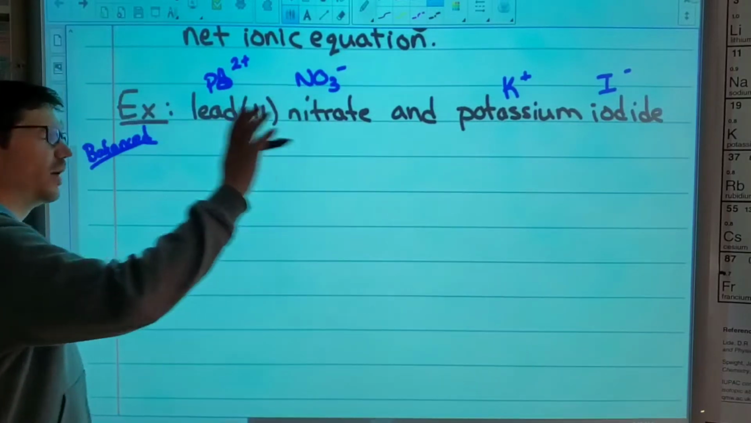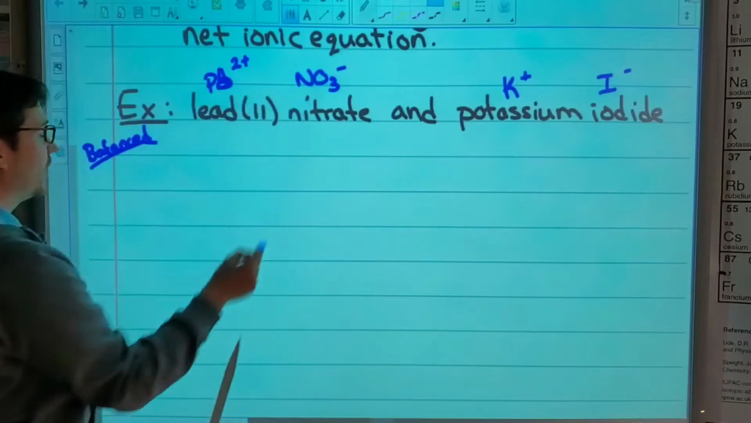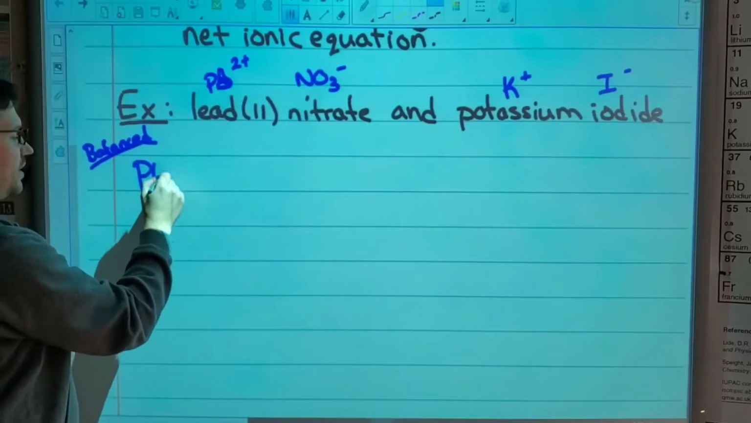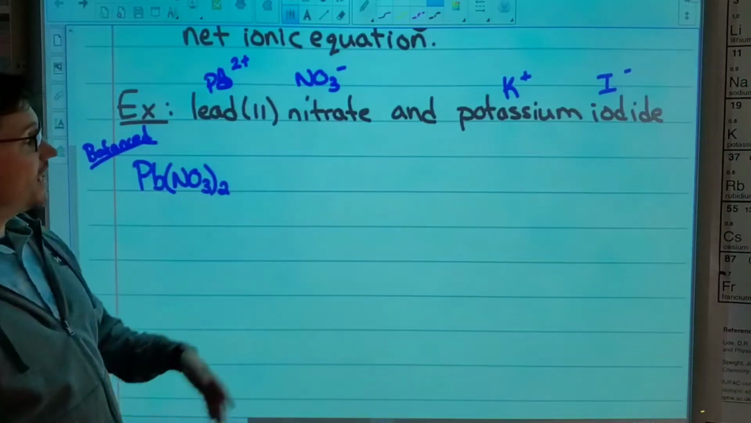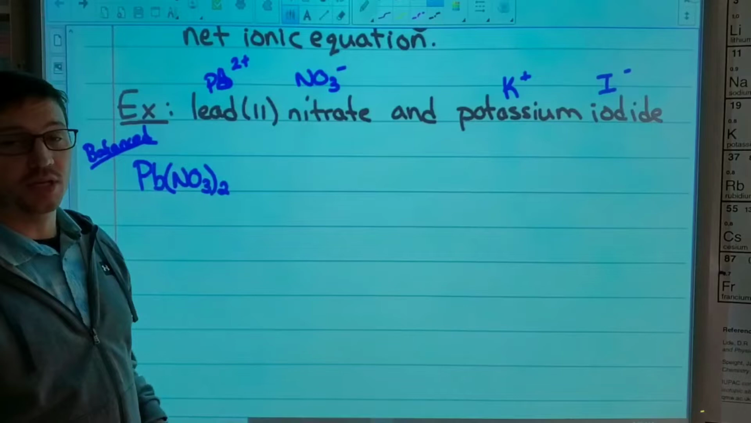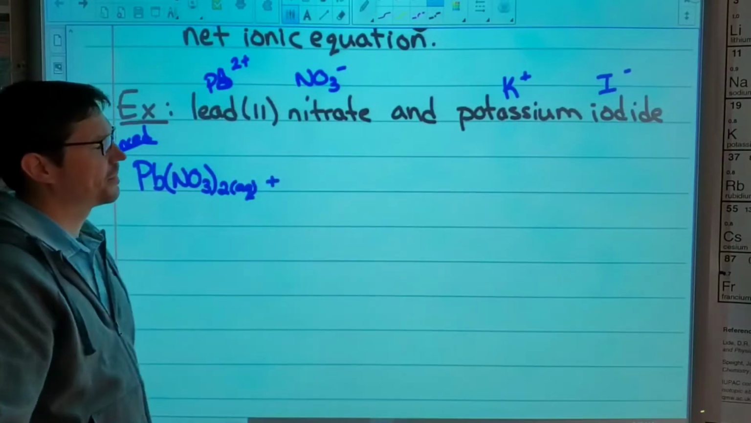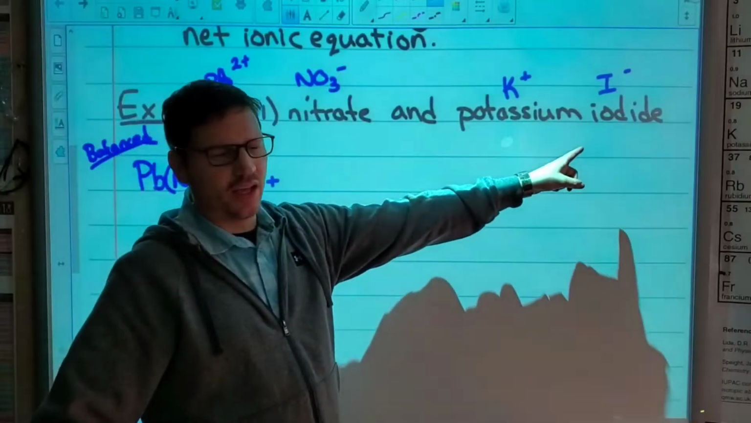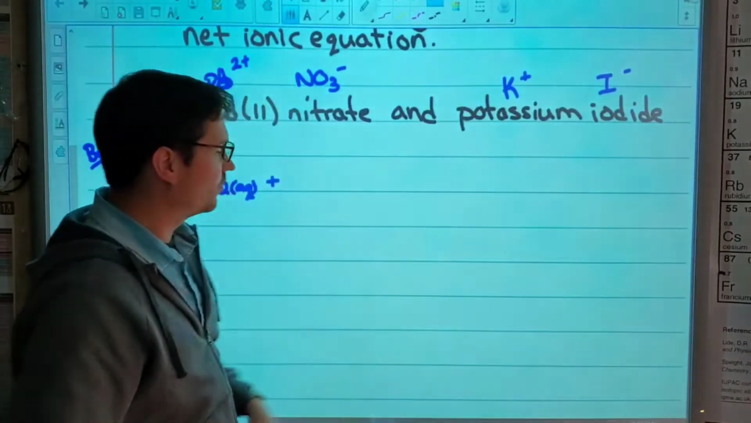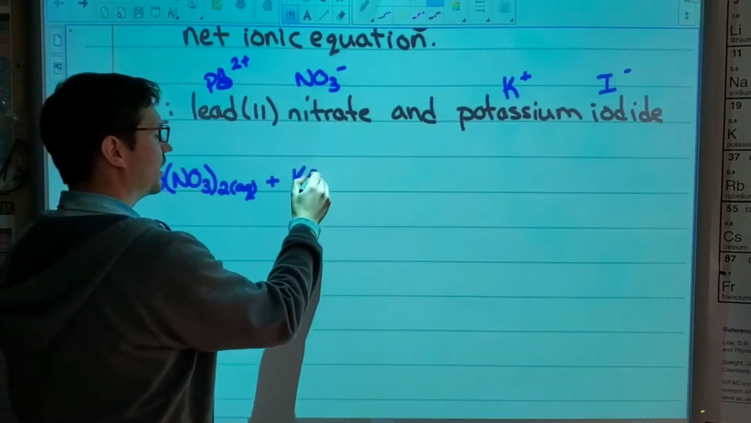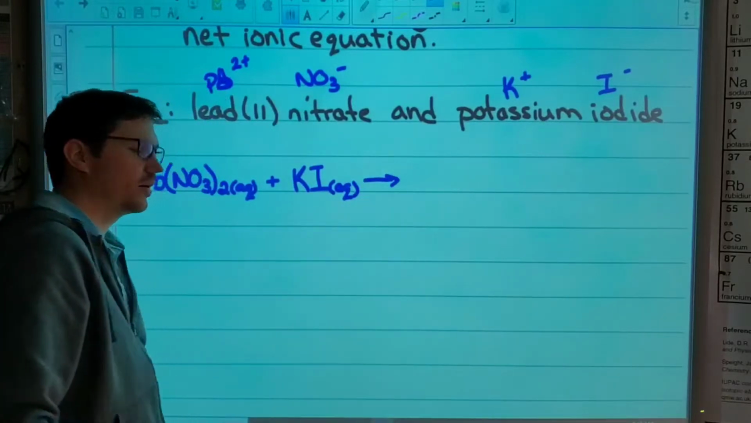So let's write our balanced chemical reaction. We need 1 lead and 2 nitrates, Pb(NO3)2. We said it was an aqueous solution because it was a solution, so aqueous. And potassium iodide. Well, when we look at potassium iodide, we only need 1 K and 1 I because they're positive 1 and negative 1. So KI, aqueous because it's been dissolved in water.